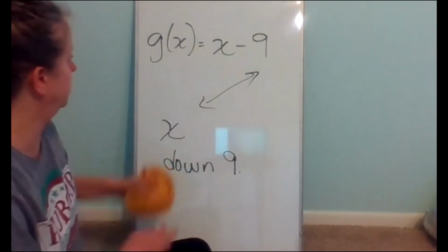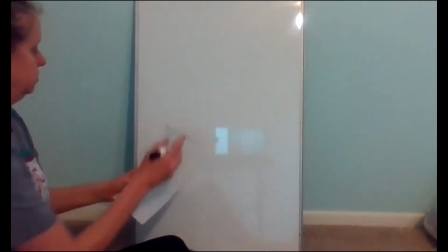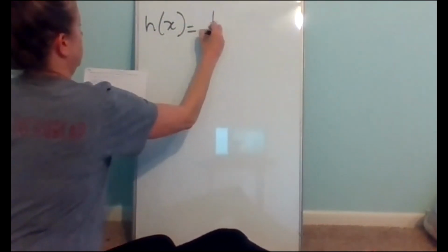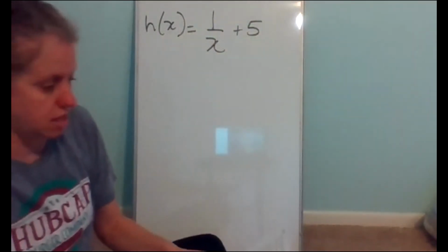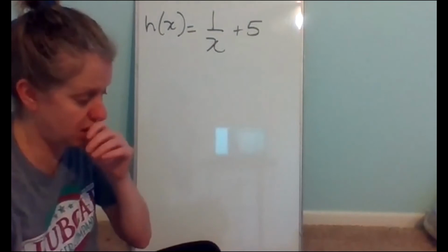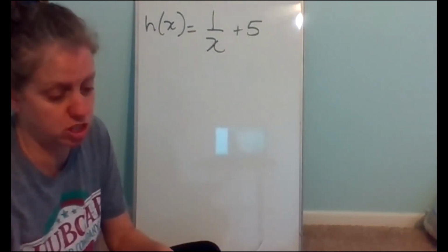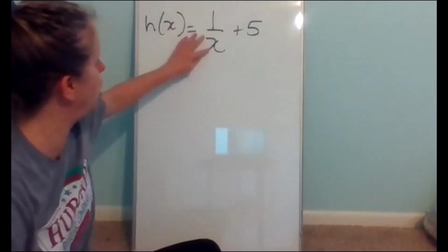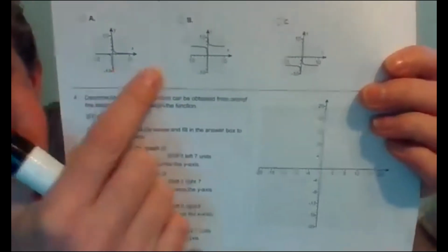All right, number 3. H of x equals 1 over x plus 5. And it wants to know, this is a multiple choice one, how is it going to be obtained from the graph of f of x equals 1 over x? So this is what's going to give me my shape, which is actually a rational function.